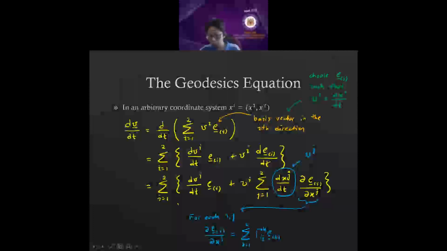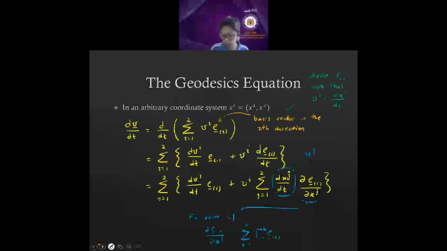The first term is just this one. I'm going to change the letter of the index a little bit. I continue over here with dv^k/dt e_k. Here I'm just changing my dummy indices.